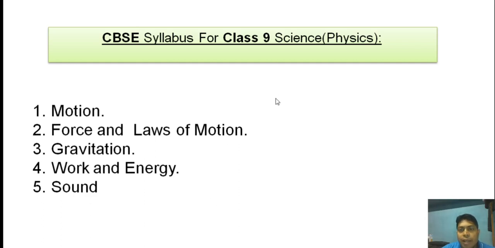So, in class 9 science, in the physics portion, there are 5 chapters. Motion is the first chapter, then force and laws of motion, gravitation, work and energy, and sound. So today we will start the first chapter, motion. Let's go to the next.